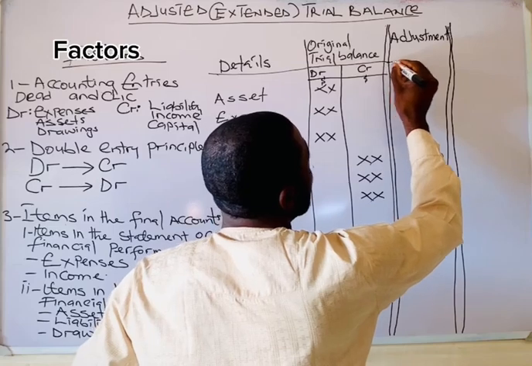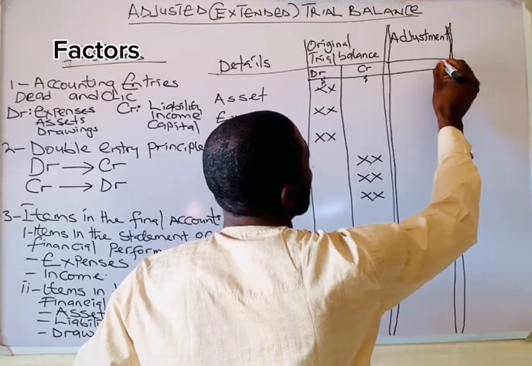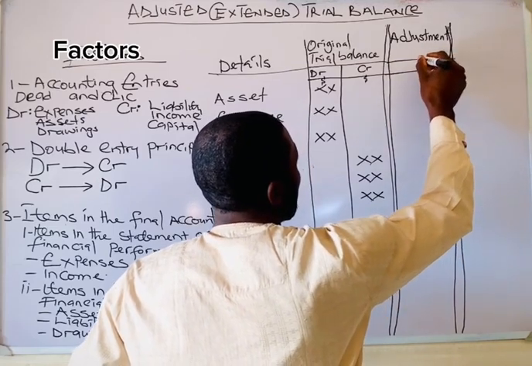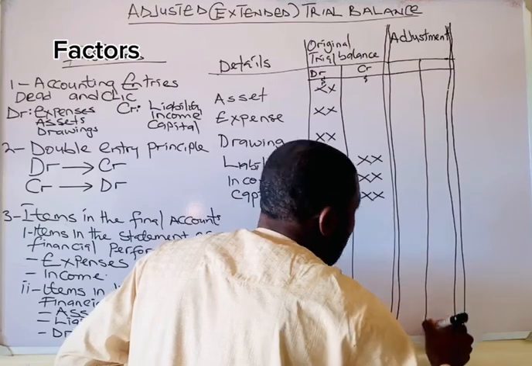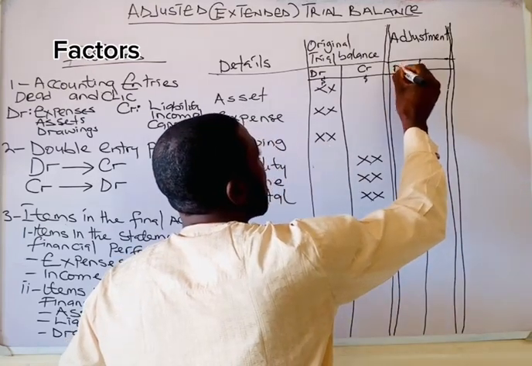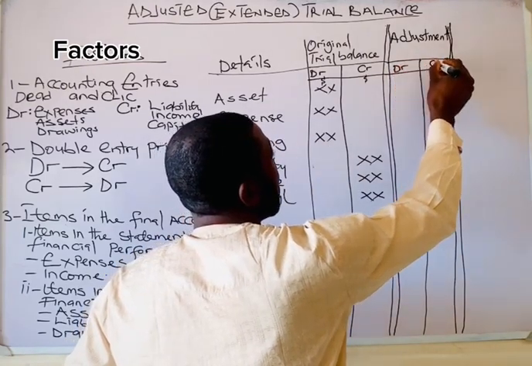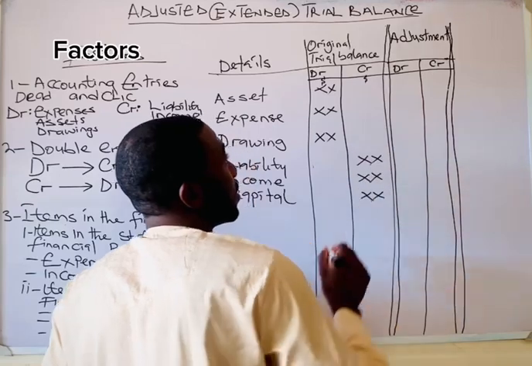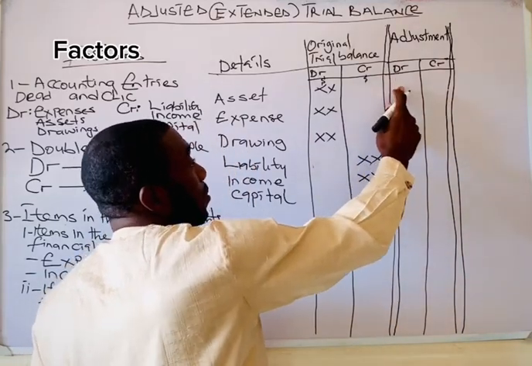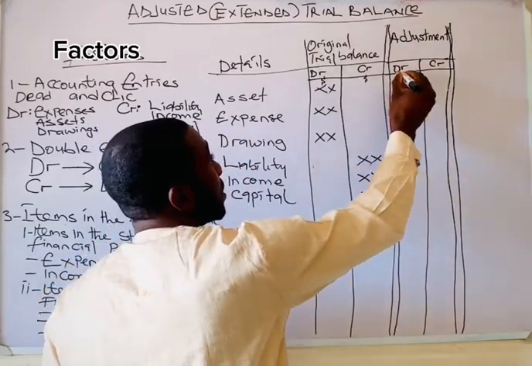Yeah, and it's the same thing. The adjustment column must have two sides: one for the debit and one for the credit. You put your currency sign.